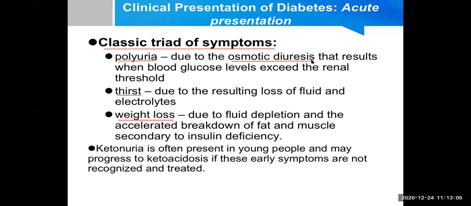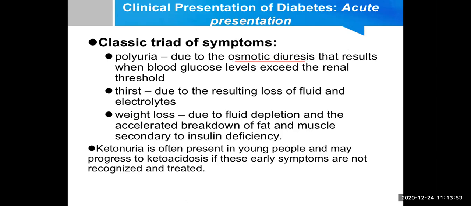So osmotic diuresis means, remember, we are talking about diabetes here. So there is hyperglycemia. What is that hyperglycemia doing now? That hyperglycemia is causing excretion of more water than normal. So glucose is an osmotically active substance. It always carries water along with it. And along with water or fluid, electrolytes are also excreted. This is known as osmotic diuresis.